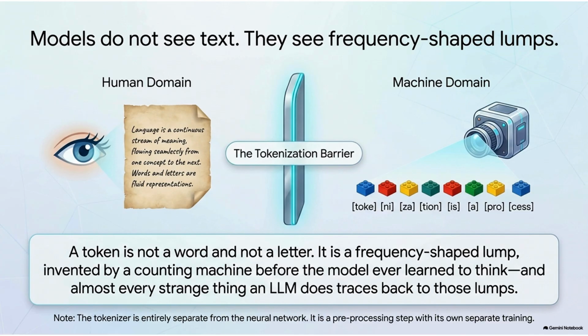Now here's the detail that matters most, and it is written along the bottom. The tokenizer is not part of the neural network. It is a completely separate piece of machinery, built separately, trained separately, on a different pile of text at a different time. It runs before the model wakes up. So hold on to this sentence, because everything else in this video hangs off it. A token is not a word, and it is not a letter. It is a frequency-shaped lump invented by a counting machine before the model ever learned to think.